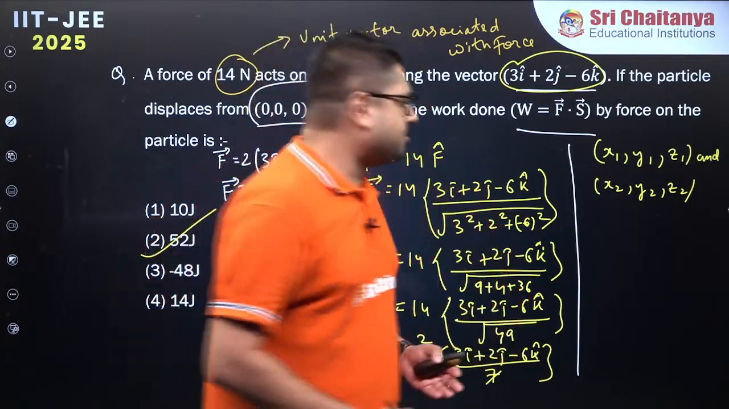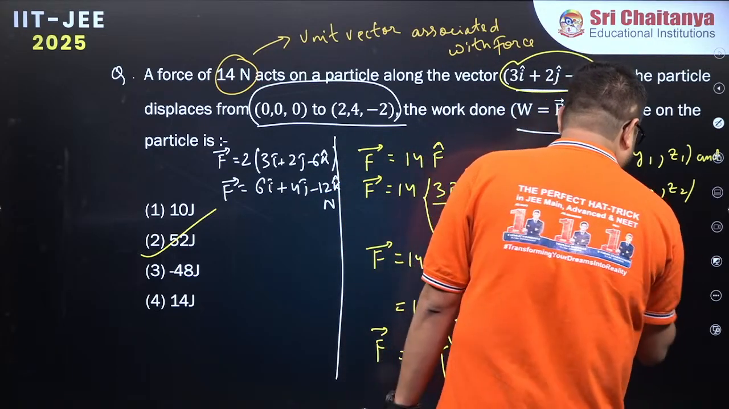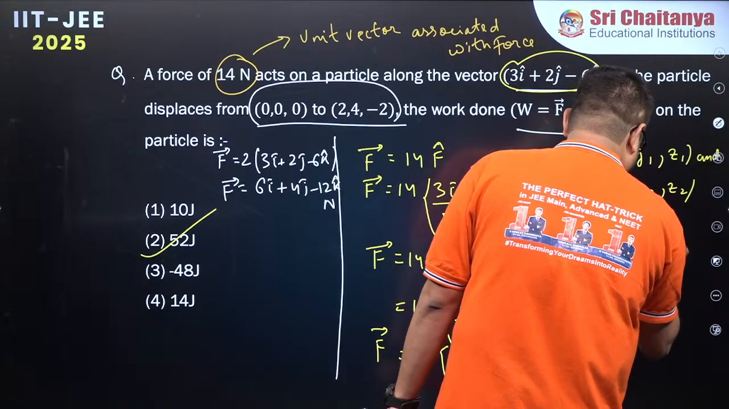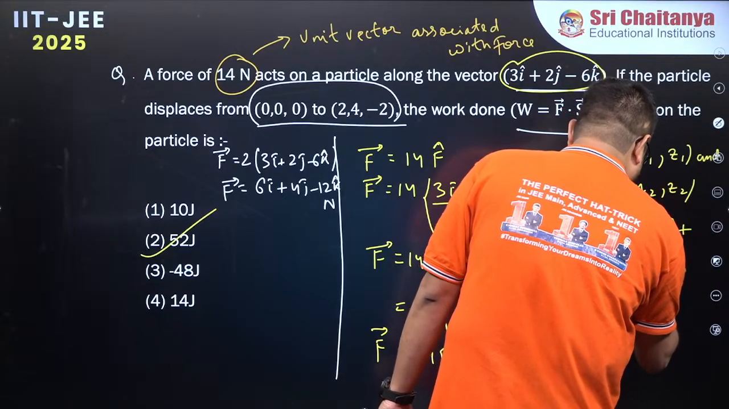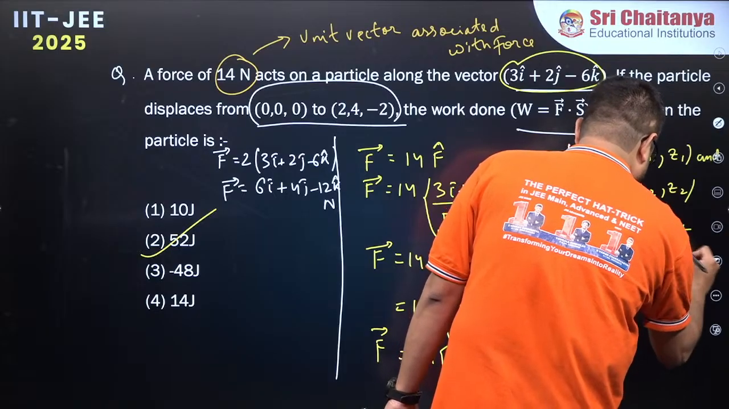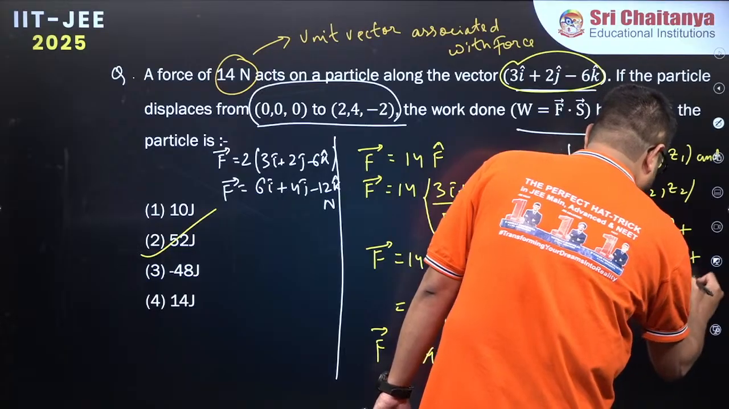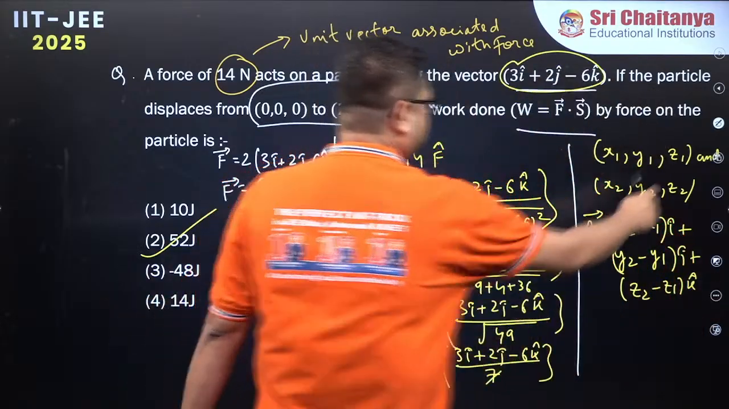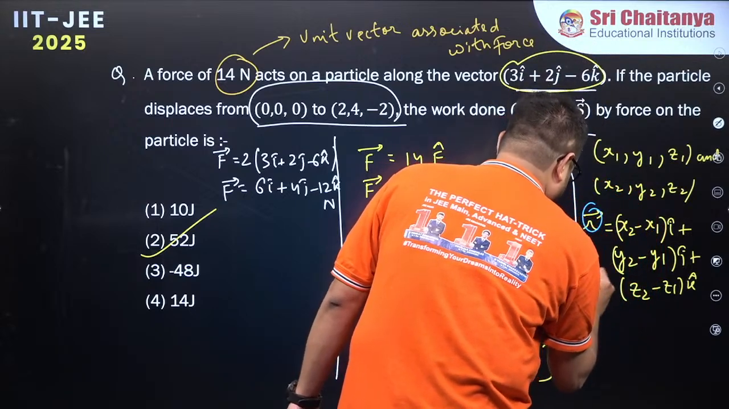How to write down the position vector? You can say that the r vector, the position vector, can be written as (x2 minus x1) i cap plus (y2 minus y1) j cap plus (z2 minus z1) k cap. What is r over here? In this context, r is nothing but the position vector.